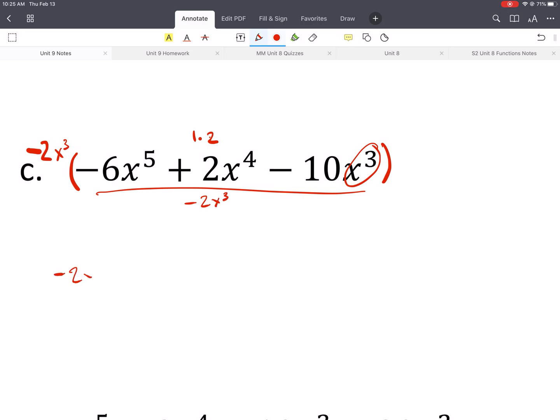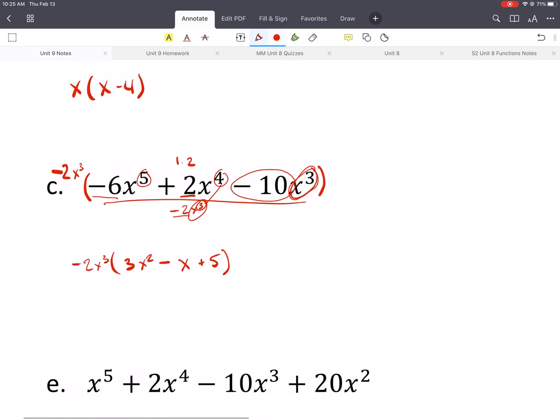So we'll get negative 2x to the third times, 6 divided by negative 2 gives us a positive 3. 5 minus 3 gives you 2, so x to the 2. Here we've got 2 divided by a negative 2 gives you a negative 1. And then 4 minus 3 gives you 1, so we'll just get x to the 1. And then we have negative 10 divided by negative 2 gives you a positive 5. And then x to the 3 over x to the 3, those cancel.